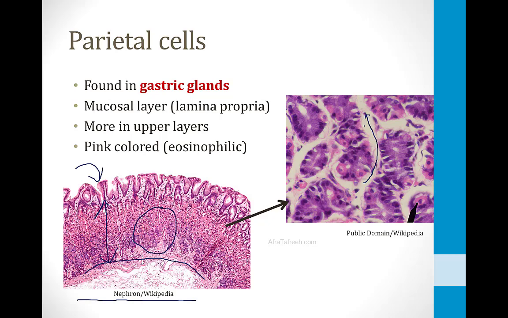And the channels are lined by different cell types. And one of these cell types is this pink cell type right here, and that is a parietal cell. Parietal cells are eosinophilic, so they appear pink when you look at them under the microscope. They're found within the gastric glands in the mucosal layer of the stomach, specifically in the lamina propria portion of the mucosal layer. And there are more parietal cells in the upper portion of the lamina propria. You can see how there's more pink in this portion of the slide than down at the bottom where there's less pink and more purple.